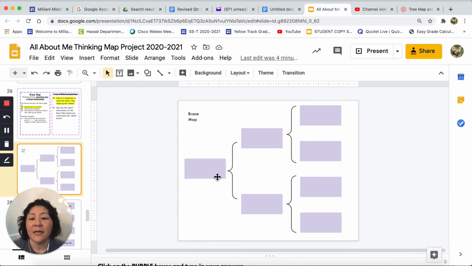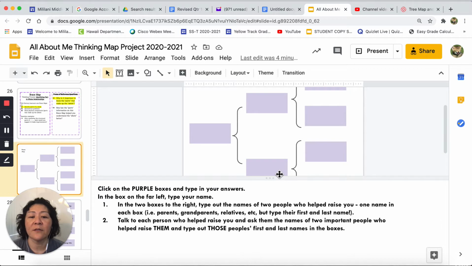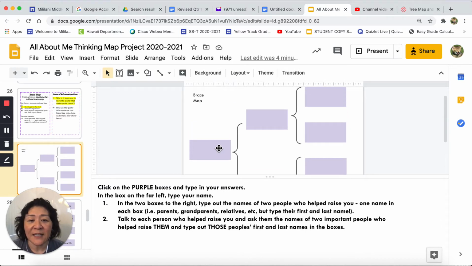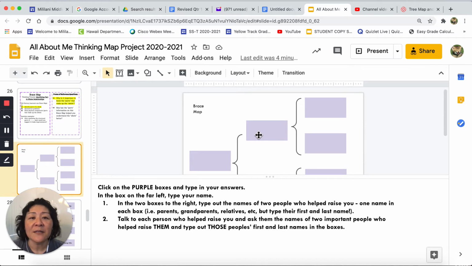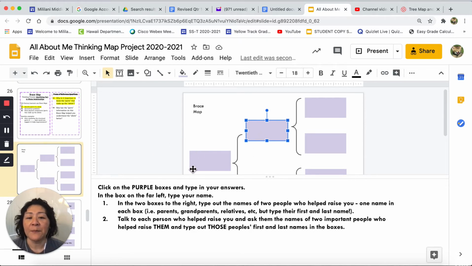Okay, so the next slide, slide 27, is the one you're going to actually be filling out. This one is empty. Let's see if I can pull up the directions. Okay, there we go. So click on the purple boxes, and I want to remind you that the purple boxes are text boxes. If you move one somewhere, all you have to do is click the undo button and it puts it back where it belongs. You'll click on the purple box and type in your answers.